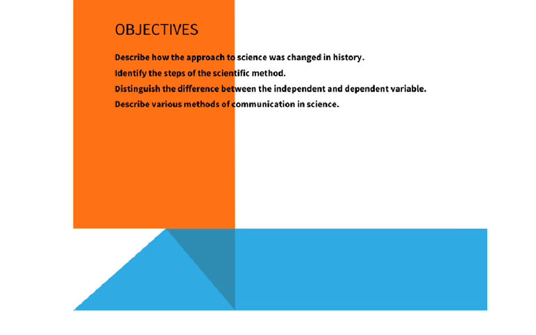All right, so here are our objectives. For this particular section, you should be able to describe how the approach to science was changed in history, identify the steps of the scientific method, distinguish the difference between the independent and dependent variable, and describe the various methods of communication in science.